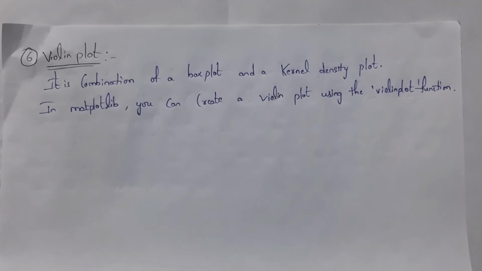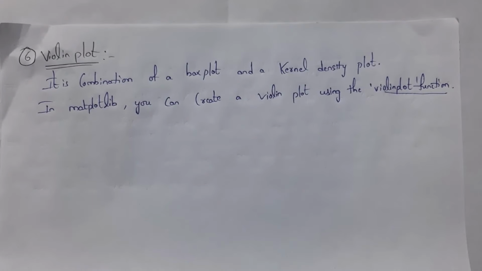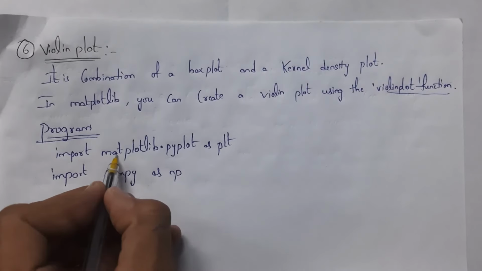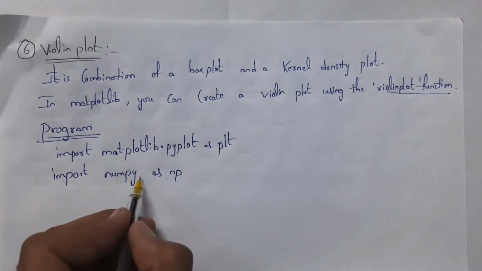Last one is violin plot. If you want to draw a violin plot, you can use the violinplot function. In this violin plot, data representation will be in the form of a violin. That is why we call it a violin plot. This is an example. At first write import matplotlib.pyplot as plt and next write import numpy as np.